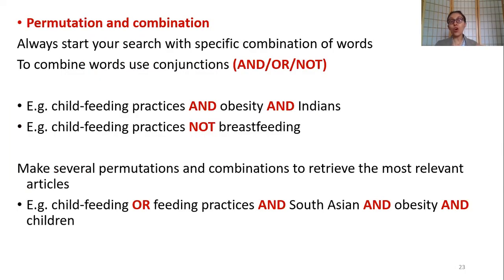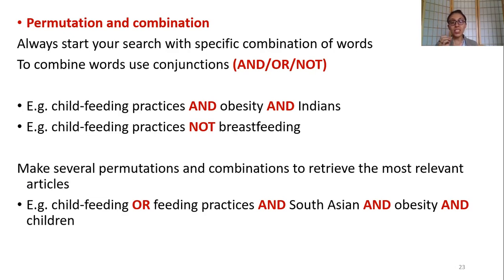Then you have permutations and combinations. For instance, as I said, I don't want articles randomly on childhood obesity. I want articles which are looking at childhood obesity and sugary beverages. So then I have to add a conjunction and make it into a compound sentence per se, but don't add a big sentence in your database. You can say childhood obesity, the conjunction over here is AND, sugar sweetened beverages. Okay. Or else you can say childhood obesity OR weight status AND sugar sweetened beverages. Okay. So that is how your other conjunction works.